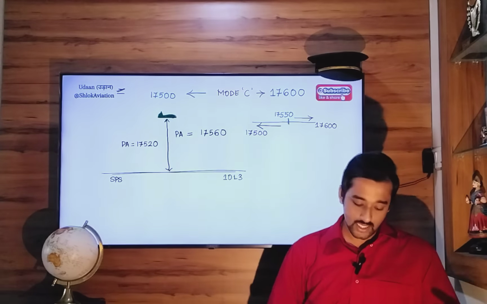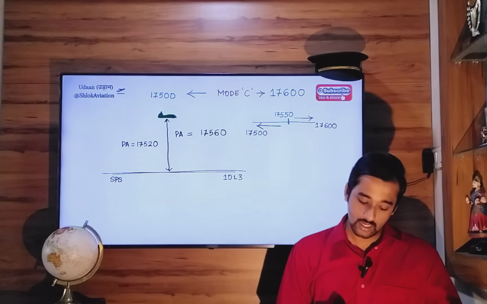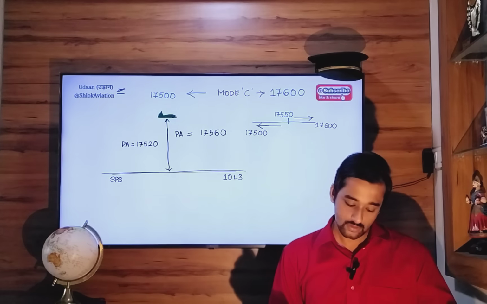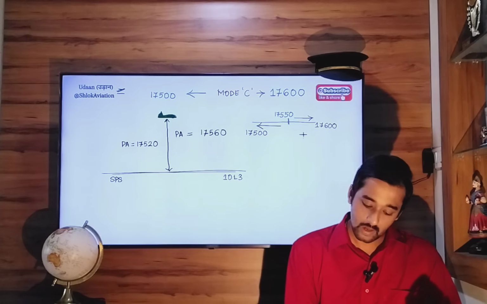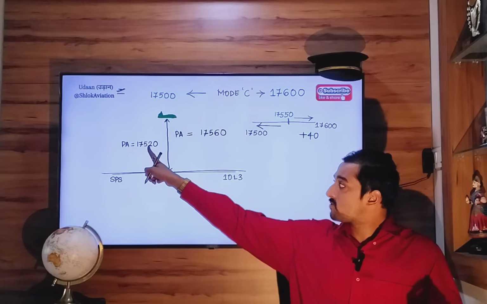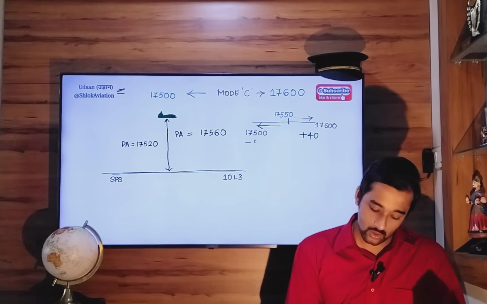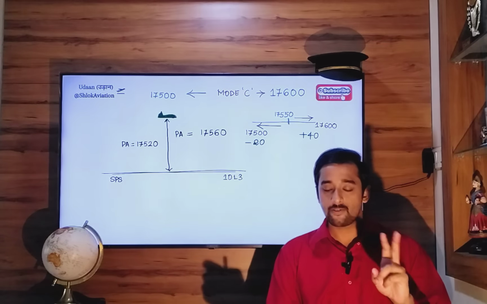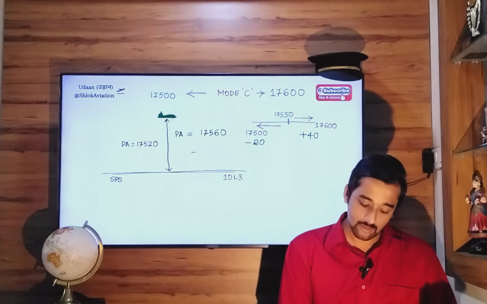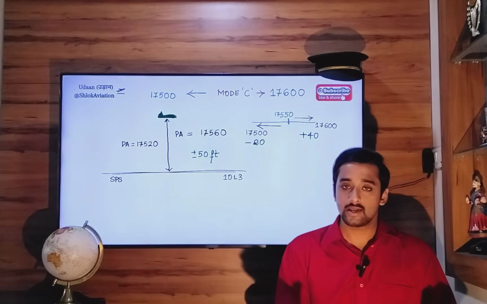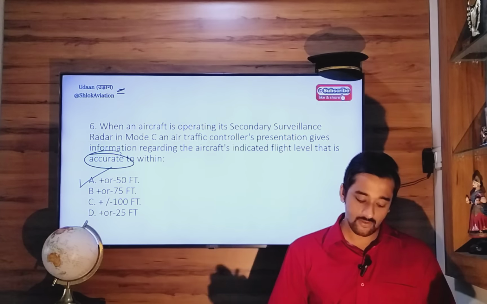So the accuracy is how much? The difference between the accurate value and transmitted value is plus 40 feet. In case of 17,520 and 17,500, the accuracy is minus 20. So the maximum difference that can occur between a transmitted value and accurate value is plus minus 50 feet. They are talking about accuracy. So accuracy will be plus minus 50 feet.